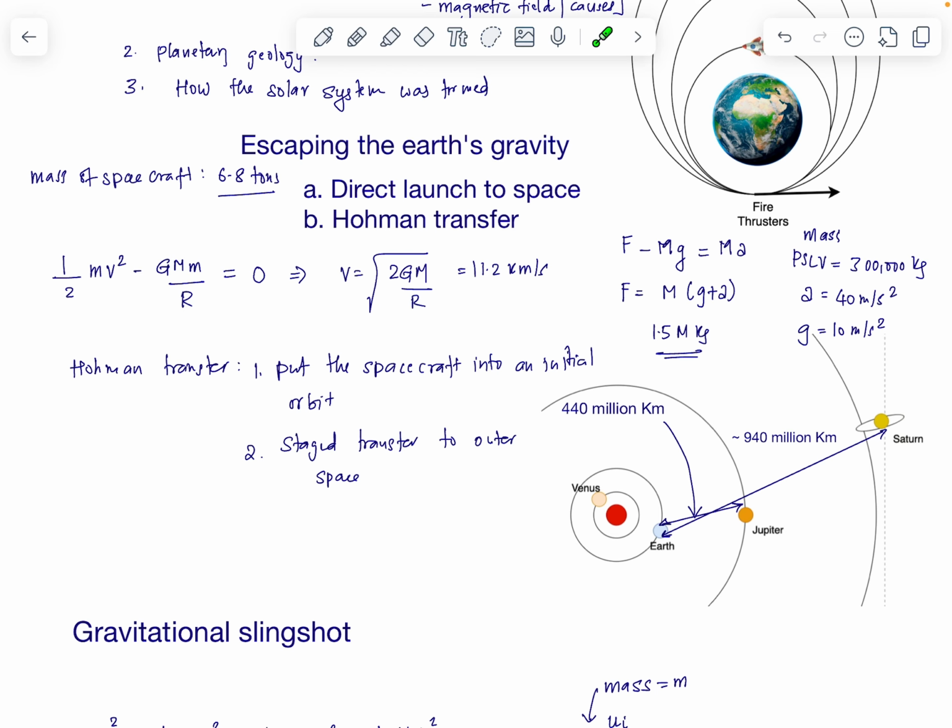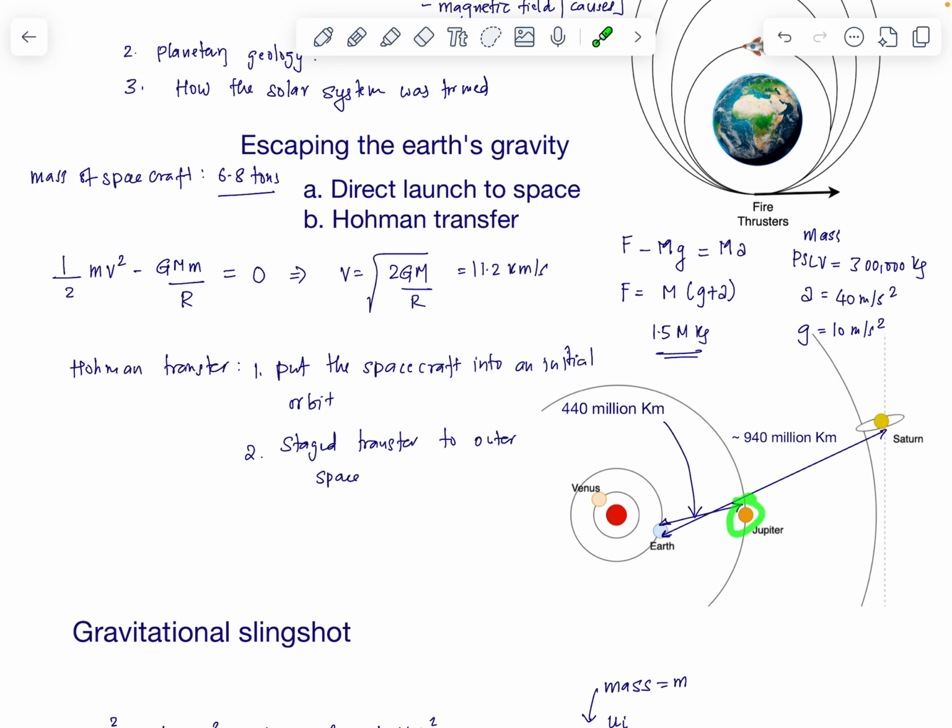Now, let's say you launch something. Let's say you have a really powerful rocket, and then you launch it towards Jupiter, and it goes really fast. So the spacecraft goes really fast. If it's going so fast, then it's just going to go past Jupiter.